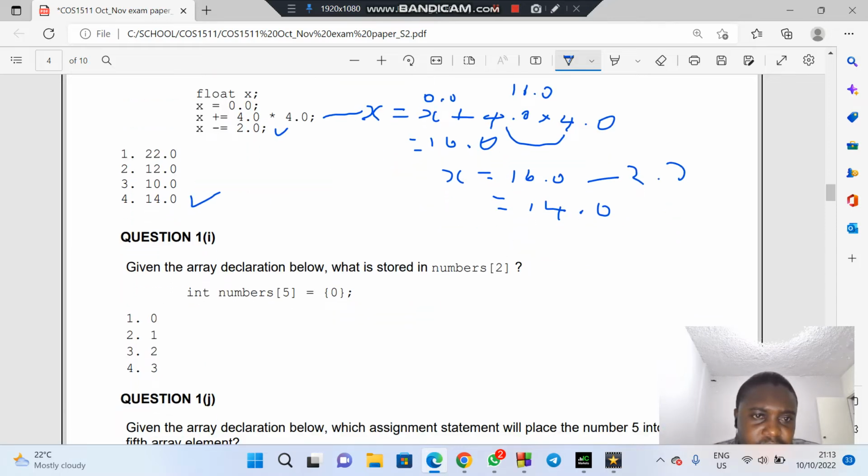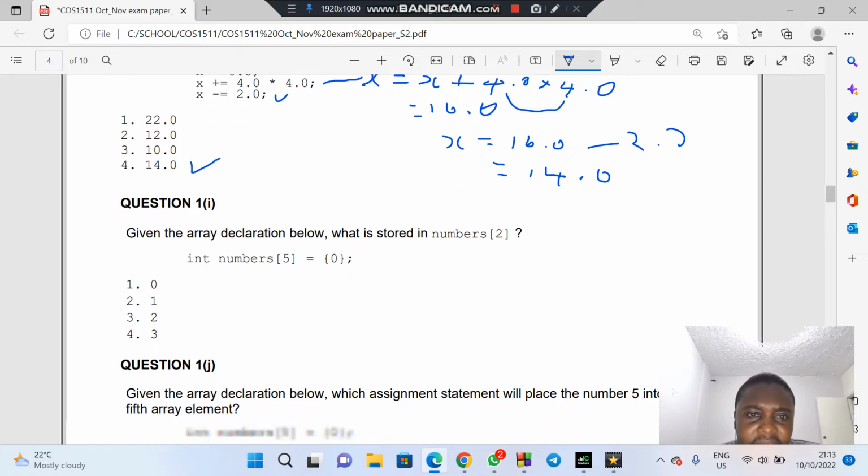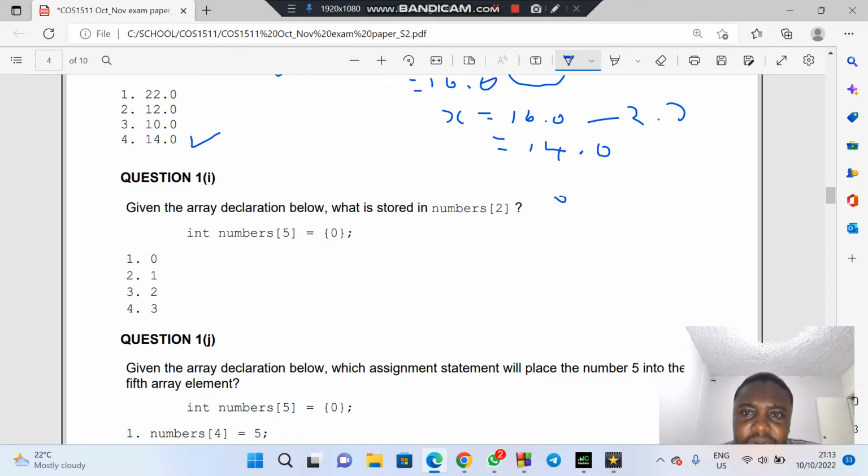And then you go to question 1. I'm given the array declaration below. What is stored in number 2? Remember the array starts with 0, 1, 2, like that. So this array, because it's already initialized as 0, this question is the same one as, if you remember, in the previous question paper we were doing, it was initialized to 0. I told you that everywhere is going to be 0. So your answer, this one, is going to be number 1.